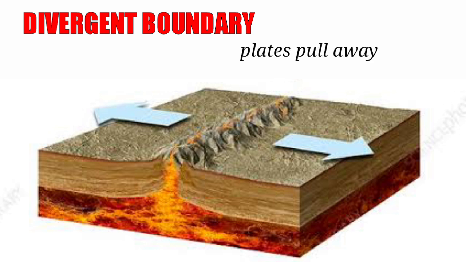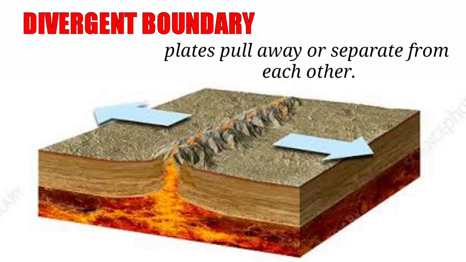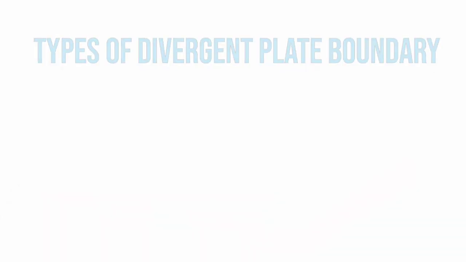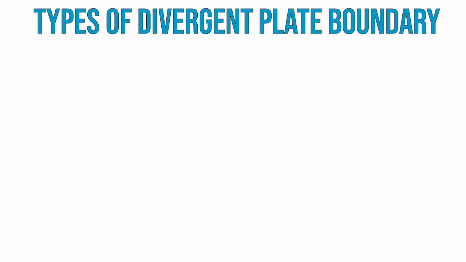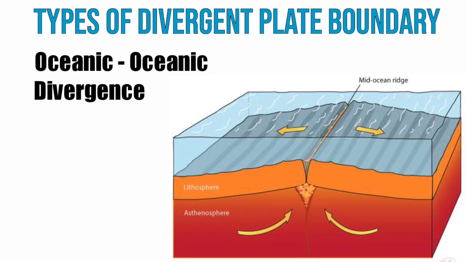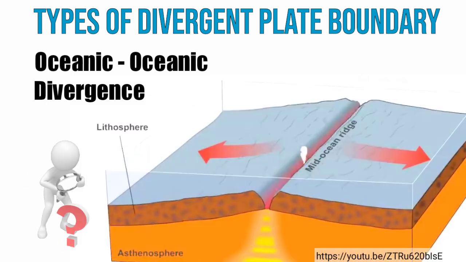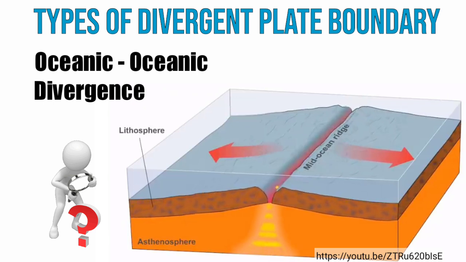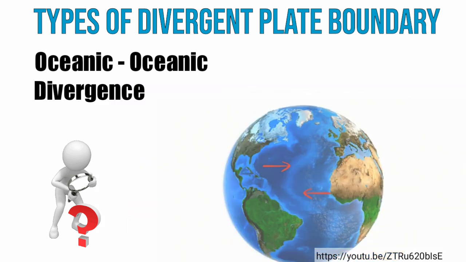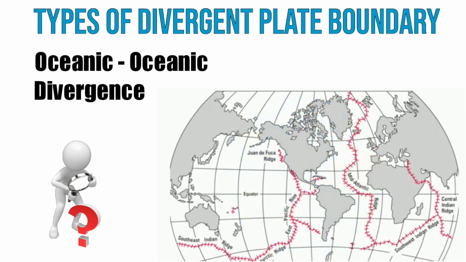This happens when plates pull away or separate from each other, as you can see in the arrows shown in the illustration. There are two types of divergent plate boundary. We have the oceanic-oceanic divergence, which leads to the creation of mid-ocean ridges. Divergent boundaries are the constructive boundaries because the rising magma creates the new oceanic crust. One common example is the mid-ocean ridge that stretches around the world.